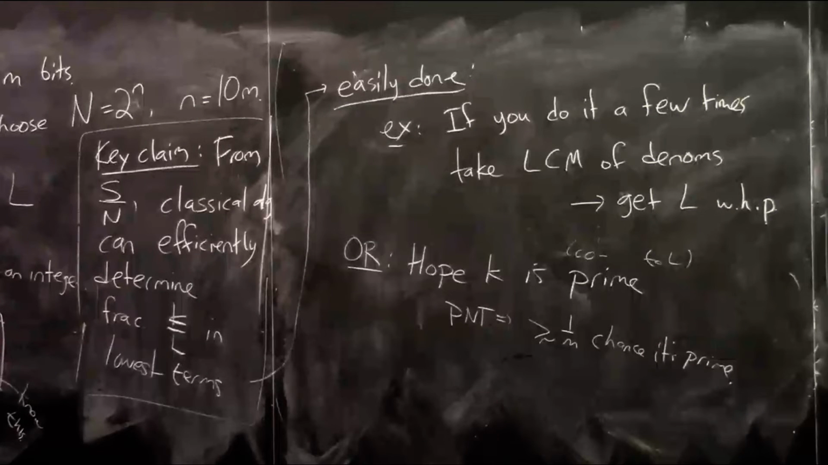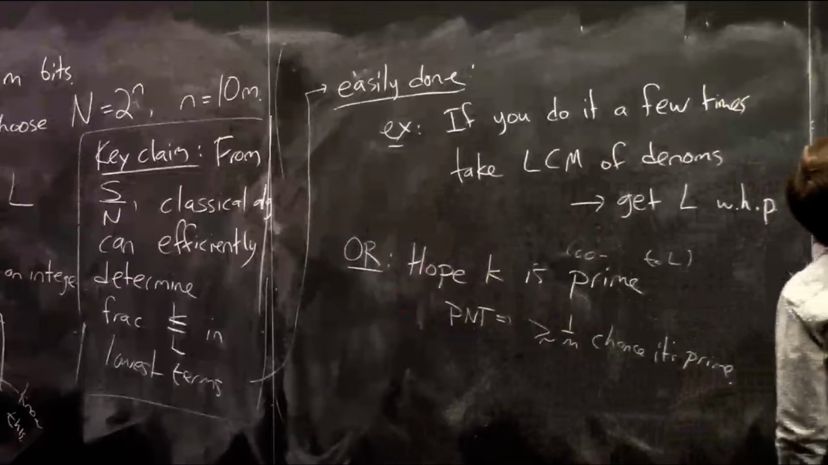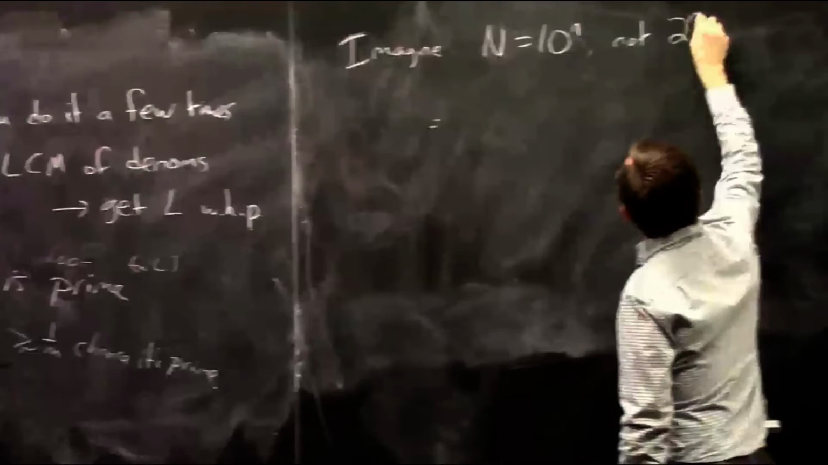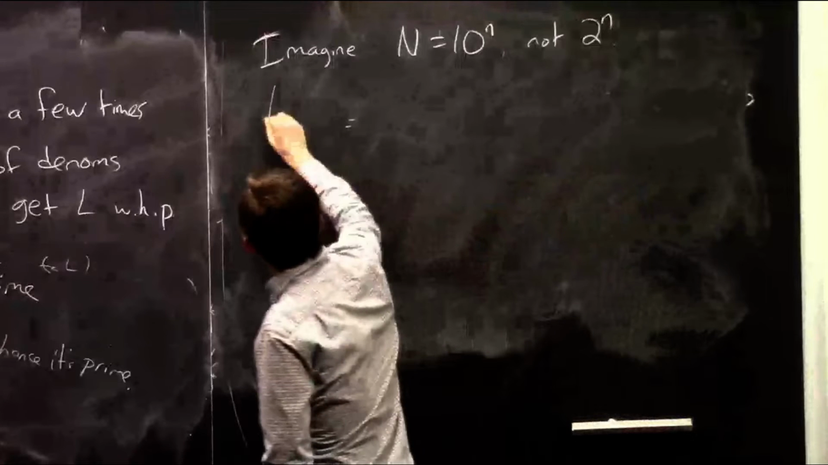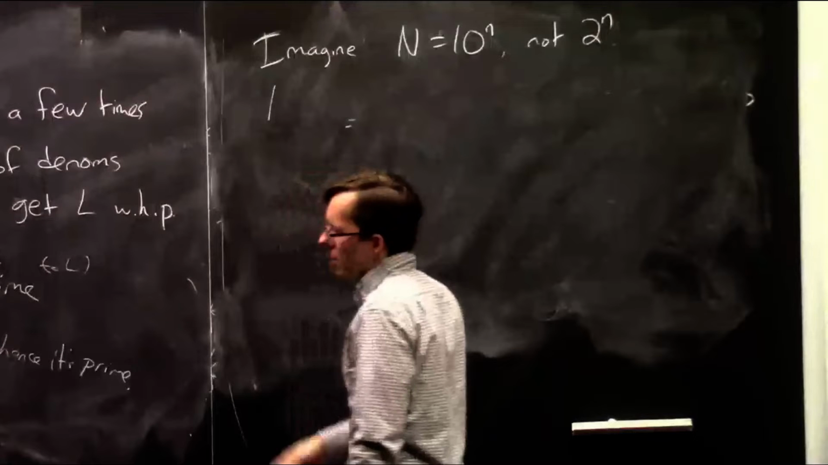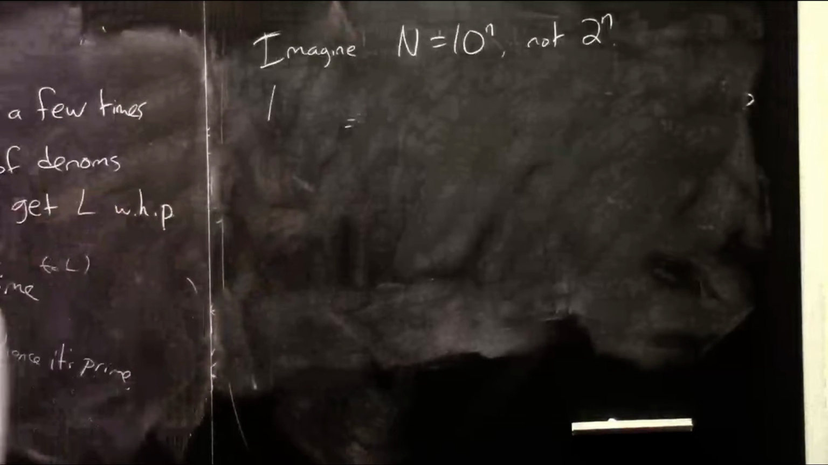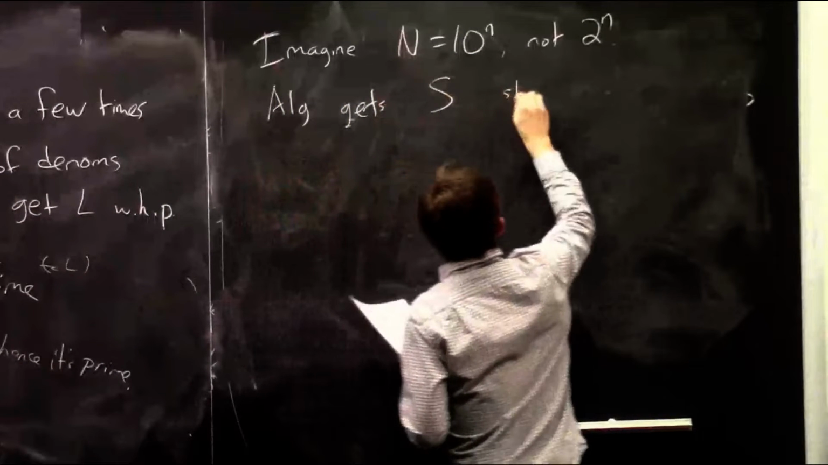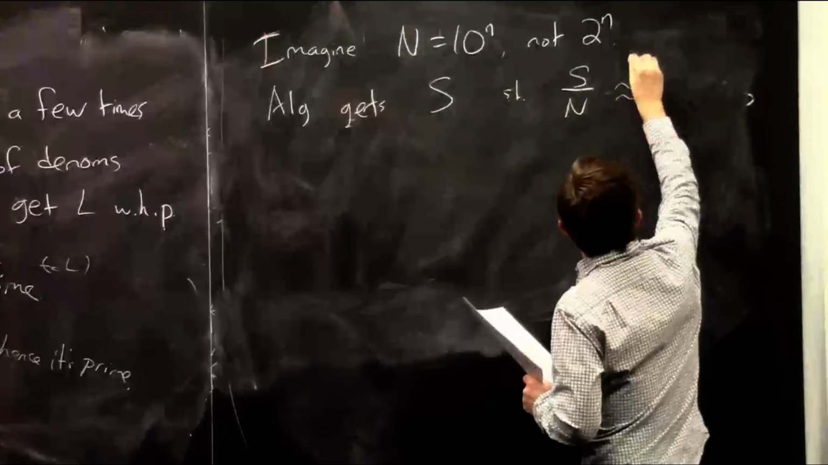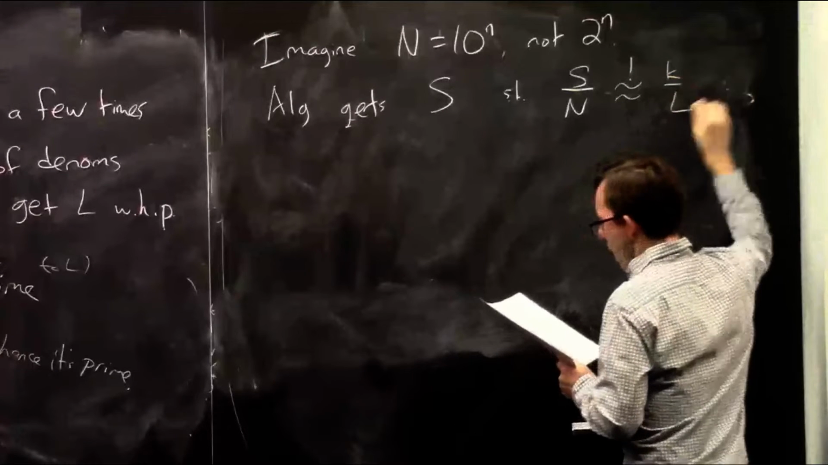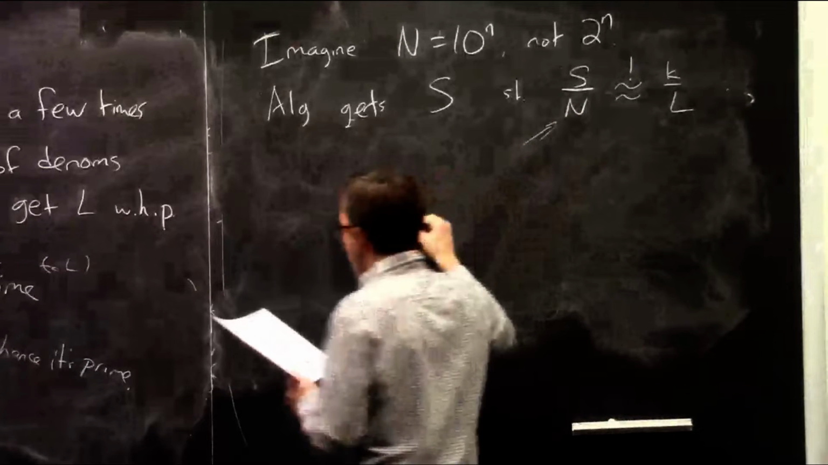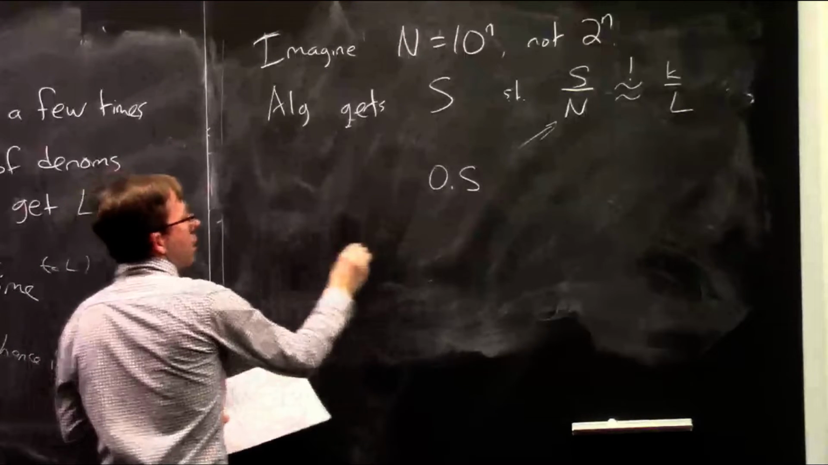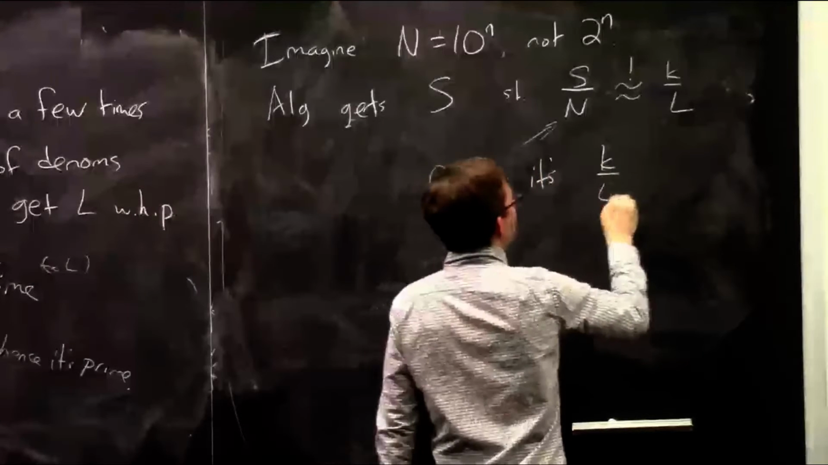But we're humans, and we like powers of 10. So let's imagine that capital N is 10 to the n, not 2 to the little n. This is for expositional purposes. And so the algorithm: k over L is a mystery fraction, now in lowest terms, and capital L, the denominator, is at most m bits long, and you should in particular think of capital L as much smaller than capital N. The algorithm gets S such that S over N is ridiculously close to the mystery fraction. In other words, what is that saying? When N is a power of 10, S over N is like 0 decimal S, if you will. So this is the fraction k over L to little n decimal places.